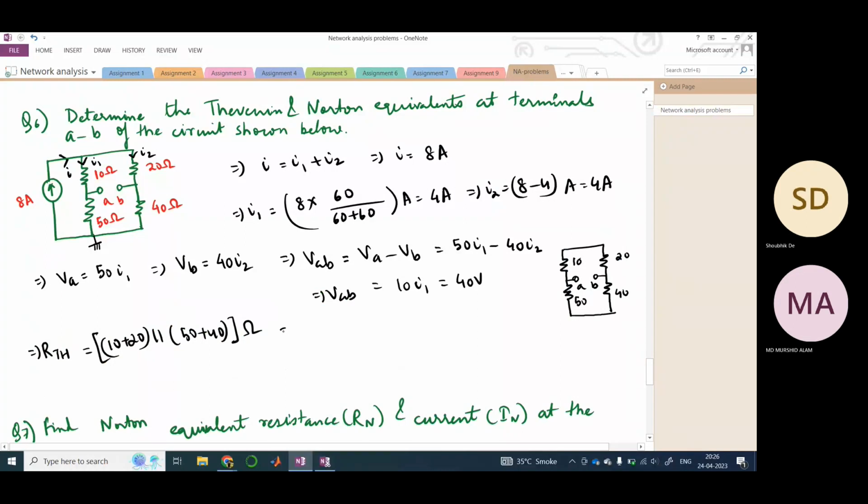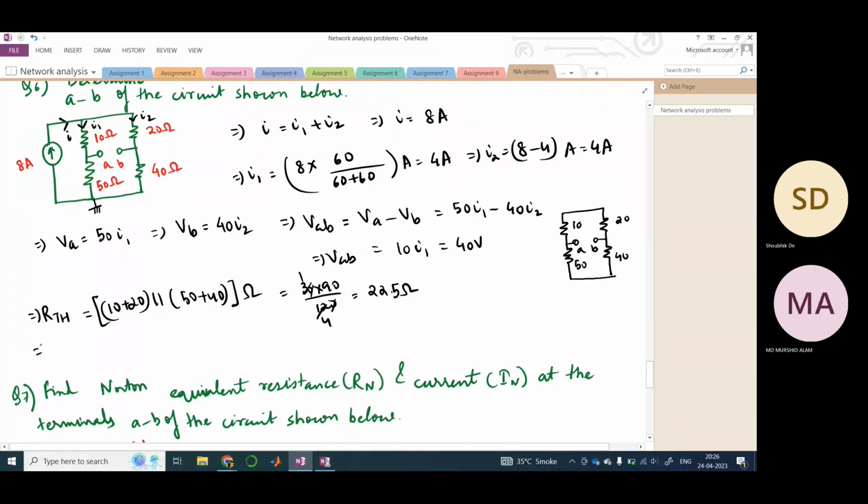If you have confusion, you can verify this. I will be providing the materials. So this would be 1200. Not 1200, I'm sorry. It should be 120. 30 into 90 over 30 plus 90. So 120 over... this would be 4. 45 by 2 is 22.5. So therefore, this is your RTH.